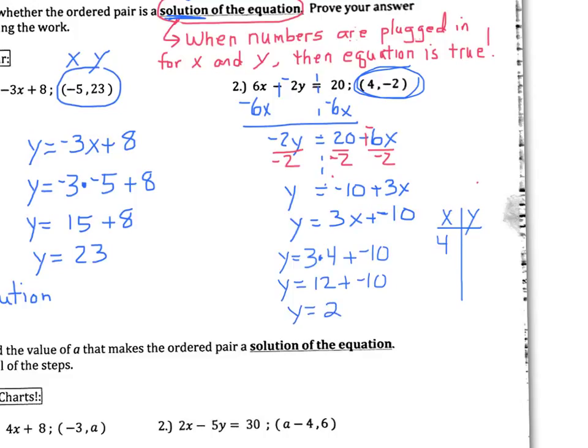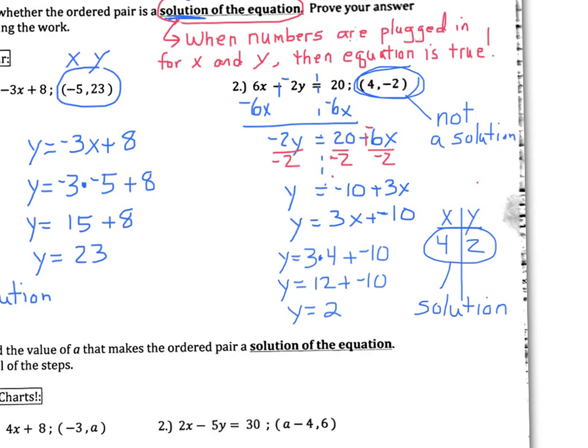And they were asking me about -2. So the question is, is this a solution? And the answer is no. Because you're supposed to get 2. 2 is the solution. This right here is the solution, because it works. This is not a solution. Nope. It didn't work. That's not the answer we got when we finished this problem.